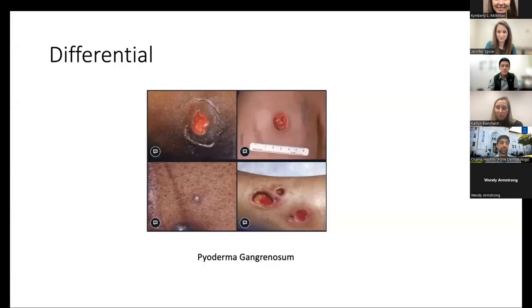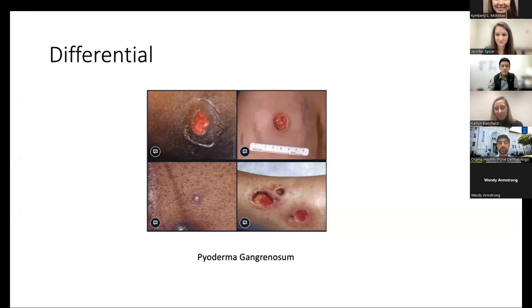So with that, keeping the differential broad, we had a pretty high pretest probability of thinking about what this could be, given the fact that we had so many cultures that were negative. In dermatology, we like to use biopsies to support our conclusions based on history, physical exam, and all the other tests that have been done. And so we did a biopsy.